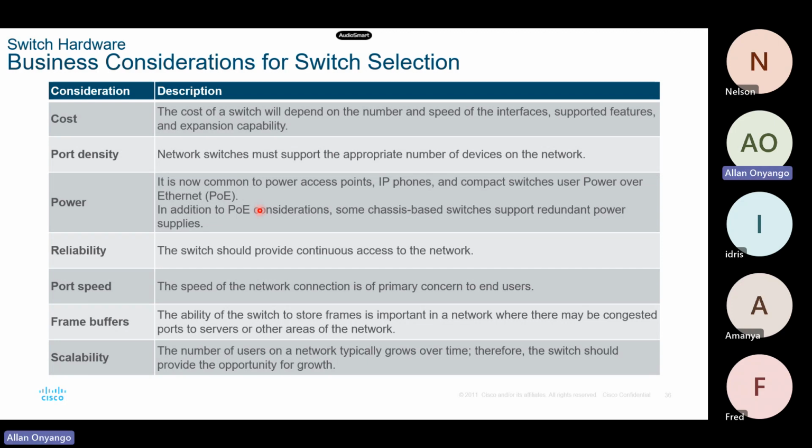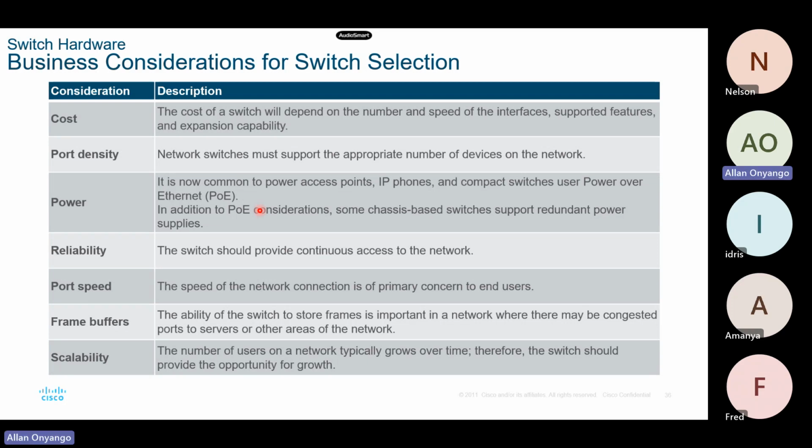We also have what's called the port density. I've talked about it. Switches, of course, with the higher the number of ports, the more the switch will cost. Switches that come with PoE are more expensive because they can provide power as well as connectivity to access points, IP phones, and even cameras. In terms of reliability, you need a switch that gives you continuous access to your network resources, and that is important.